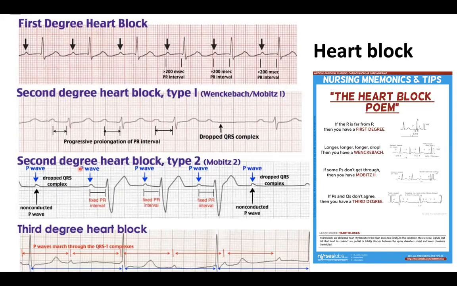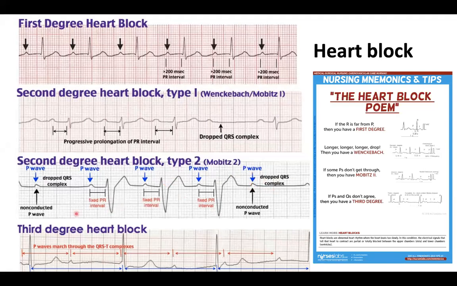Causes for this would be anterior MI, inflammatory disorders like rheumatic fever or myocarditis. And the hallmark of this is that there's a P wave and then a dropped QRS complex with fixed PR intervals. So the PR intervals are constant, but at varying intervals, there are dropped QRS complexes. It's quite random. There's no pattern with Mobitz type 2. That's how it differs from type 1. So in type 1, they're progressively prolonged until there's a dropped one. Here, the PR interval is fixed, and then there's occasional dropped QRS complexes.